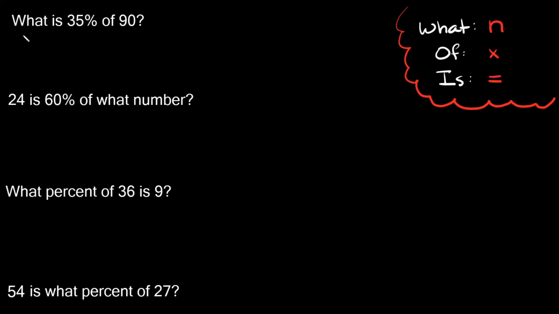It says, what is 35% of 90? So again, what means the number we're looking for, right? So I'm just going to put the variable, and we're going to use n. Is, again, means equal to 35%. Now, whenever you see a percent in these problems, you have to write it as a decimal. That's very important. So how do you write 35 as a decimal?